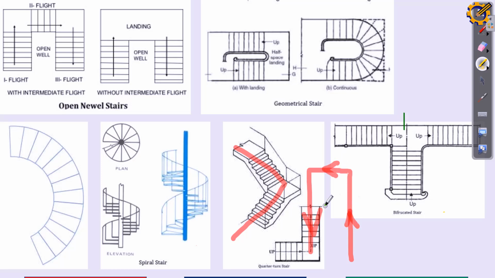Climbing like this, that's a half turn or dogleg. Why this one here? Like this, then what? Like this, a 90-degree turn. That's what? Quarter turn. All right, so those are the several types of staircase we actually have.